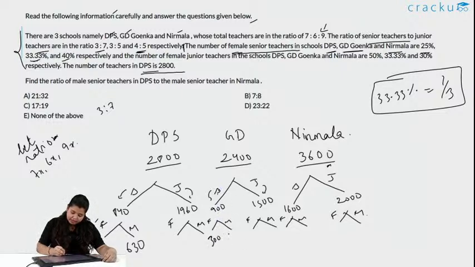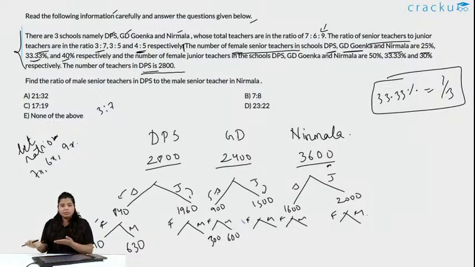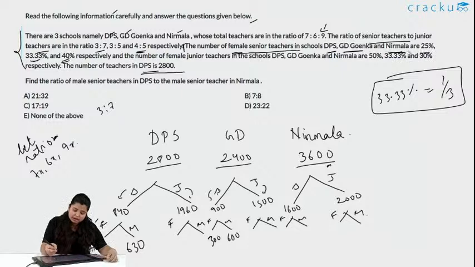That is 300, the remaining is 600. I am just subtracting this. If there are only male and female teachers, you know the female teachers and you know the total number, you subtract them and you will get the male teachers. That's simple. Now, it is 40% for Nirmala. So, 40% of senior teachers, not the junior, but senior female teachers. 40% of 1600 is 640, so the remaining is 960. We got the data for both female and male senior teachers.